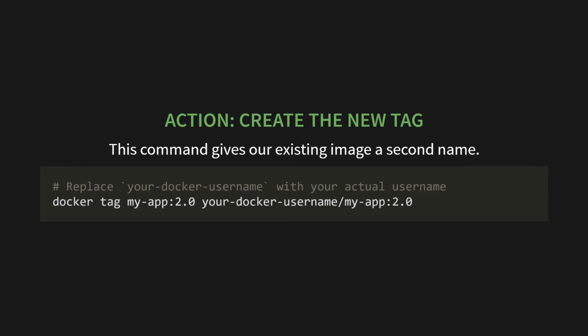Now, this command is cool because it doesn't copy the image, it just gives our existing image a second name, like an alias. The command is docker tag myapp:2.0, and then your new name. For example, your Docker username/myapp:2.0.